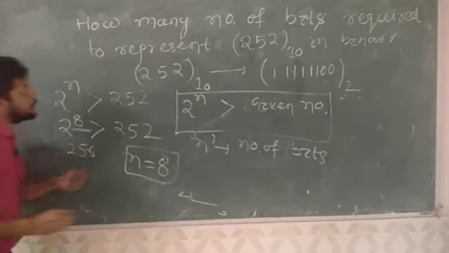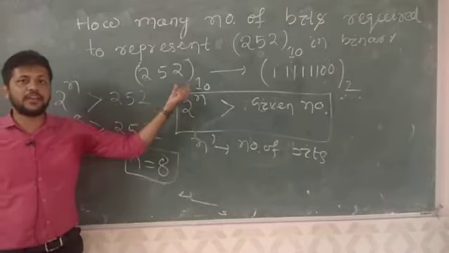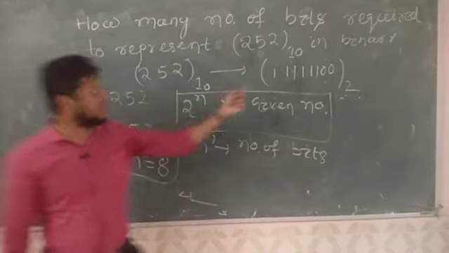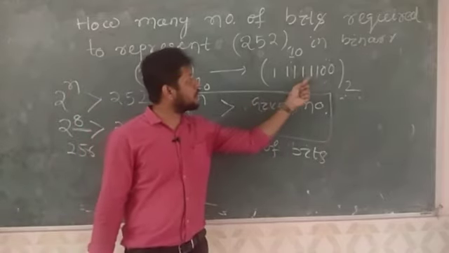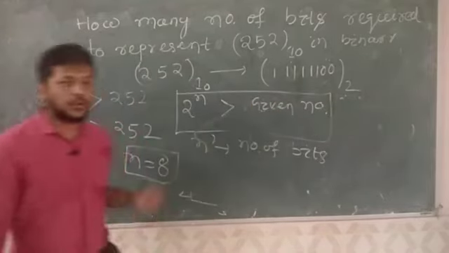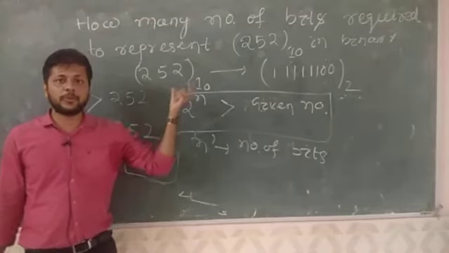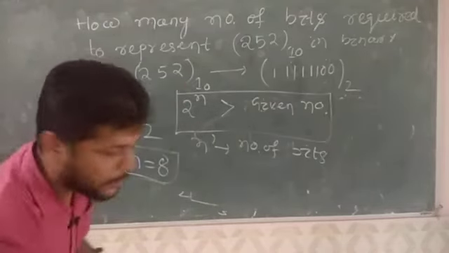So in order to represent this number 252 in binary, how many bits are required? Bits required is 8. You can see here 1, 2, 3, 4, 5, 6, 7 and 8. So 8 bits are required to represent the number 252. Similarly, we will see one more problem.